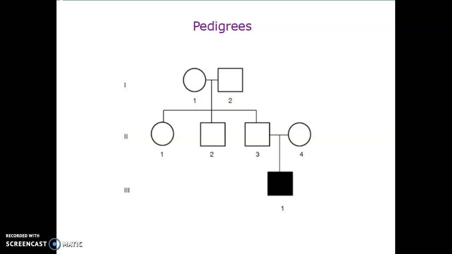What a pedigree is in biology is basically a chart that shows all the family relationships. It can also show if you have a particular genetic trait or a genetic disorder, and it can show the probability of you having a particular trait. So kind of think of it as a family tree, except it's a little bit more detailed.